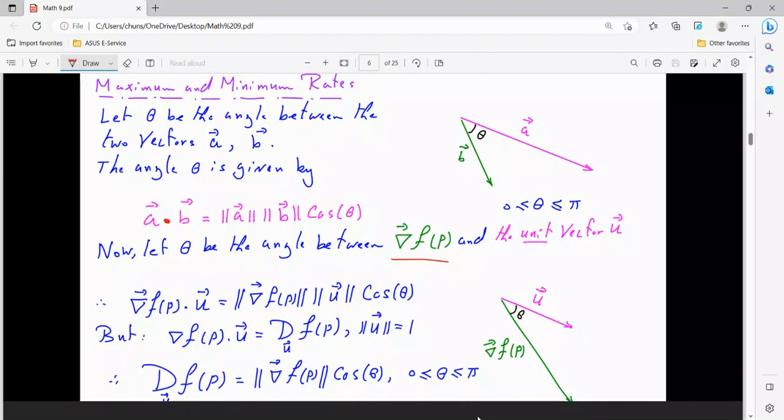Anyways, so where we left off, we were talking about maximum and minimum rates. From our dot product rules, we know that the dot product of two vectors is equal to the magnitude of both of those vectors times cos theta, where theta represents the angle that is formed between those two vectors.